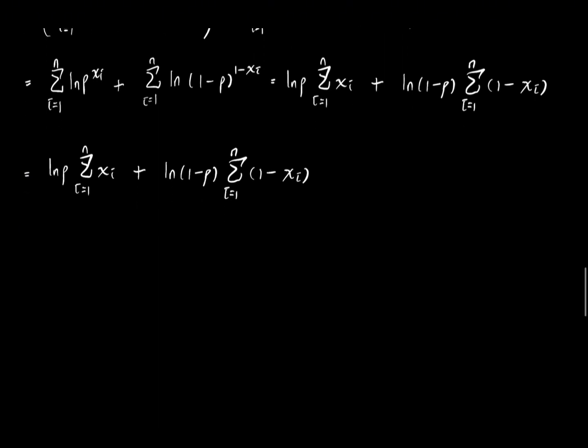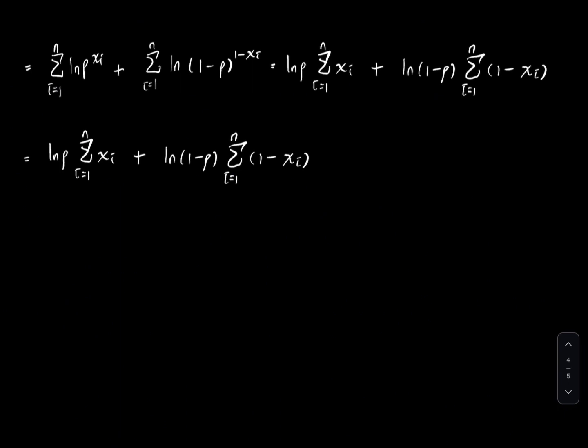Now, sigma of 1 is just n, right? This one will just be n. The reason is that if we keep on going from 1 to n, it's just going to add up a bunch of 1s, and there are n 1s. Oh, my bad, it looks terrible. Yeah, there are n 1s, so they're going to add up to n.